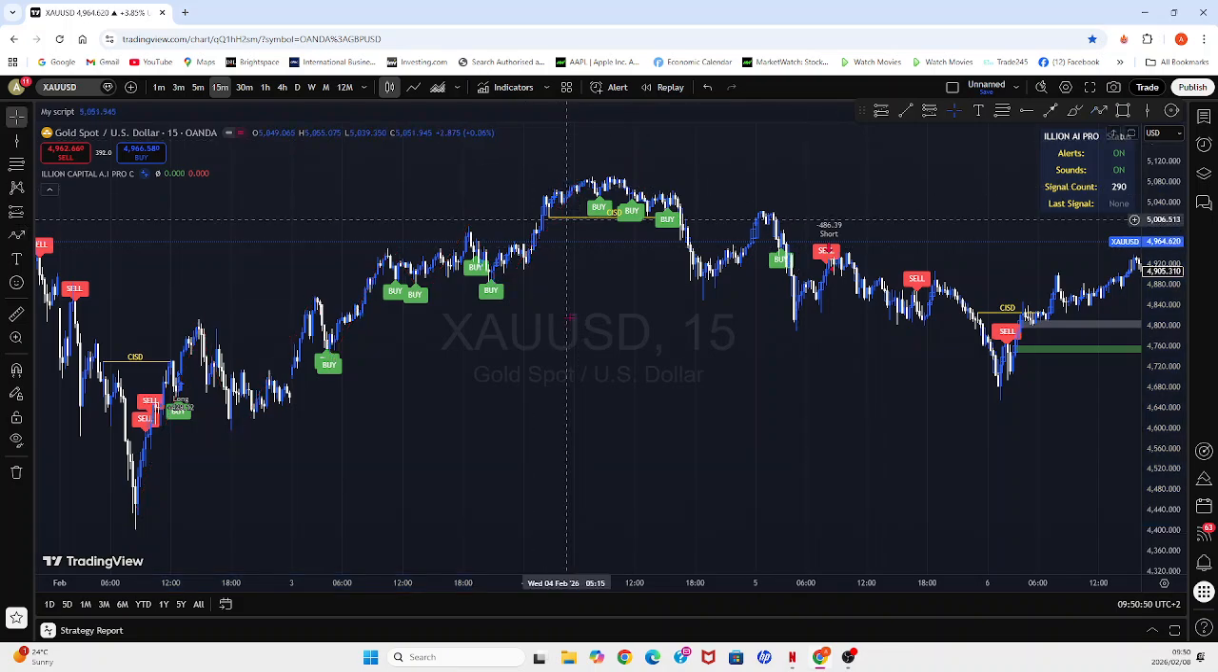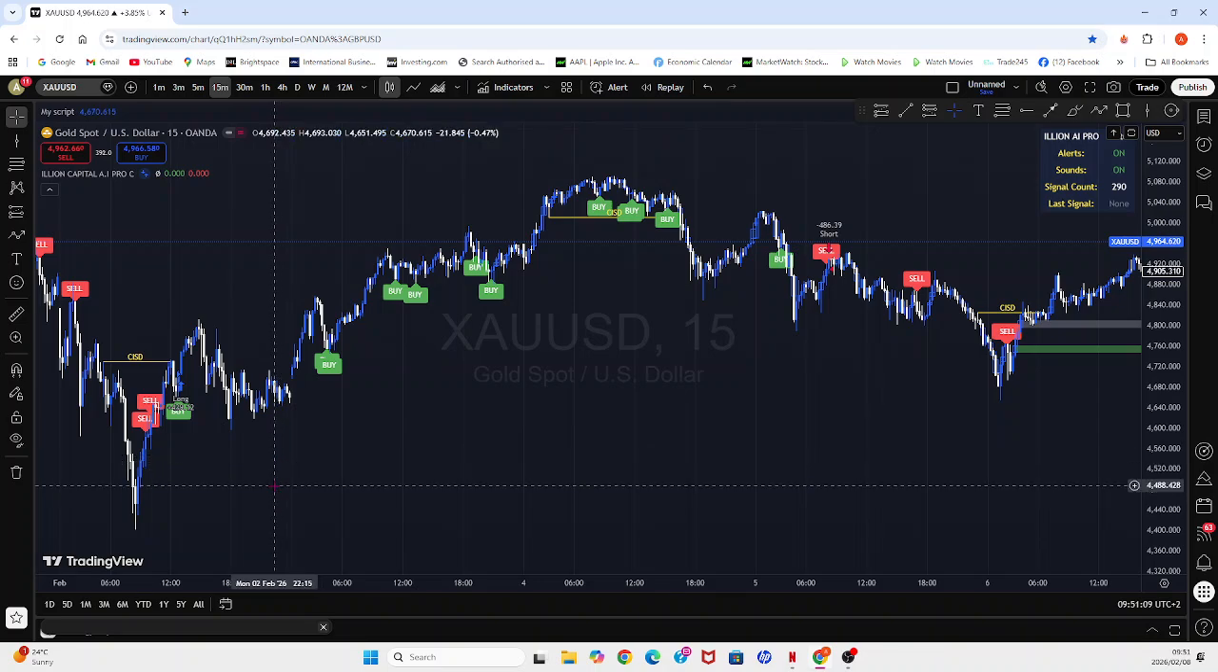One thing I need you to understand is the moment you see this SSD right here, or whatever you want to call it, change in state of delivery basically. What it means is it's signaling to you that the market is changing direction. It's potentially about to change direction from the state it is in. If your market is trending upwards and you see SSD, that means the market is signaling that it could potentially change direction to the downside.